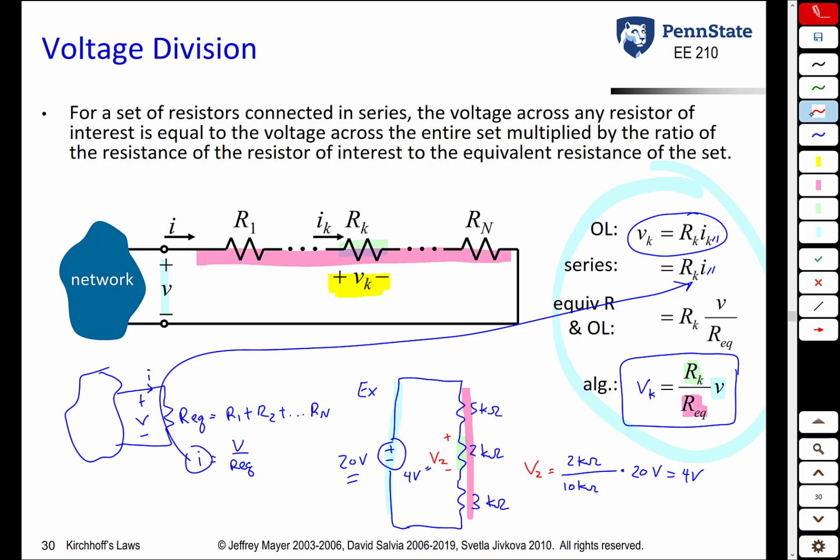Likewise, if we wanted to find V3, the voltage across the third resistor, its voltage is going to be 3/10 of 20 volts, or 6 volts. Likewise, the voltage across the first resistor is going to be 5/10 of 20 volts, or 10 volts. So of the total voltage of 20 volts, 10 volts is across the first resistor, 4 across the second, 6 across the third. They add up to 20 volts as expected. What we also see is that the larger the resistor, the larger the voltage, and the smaller the resistor, the smaller the voltage.